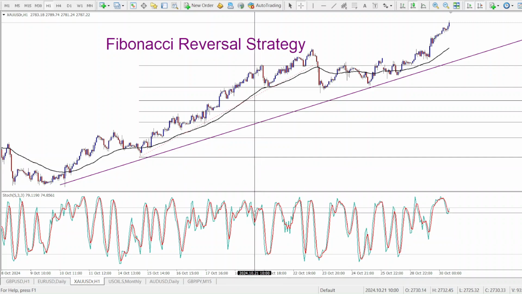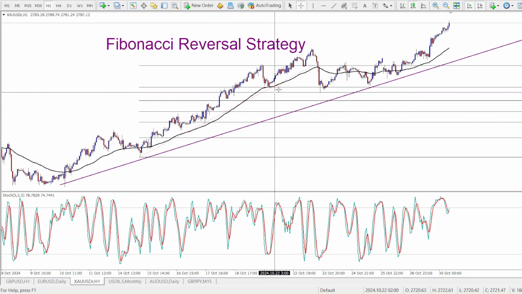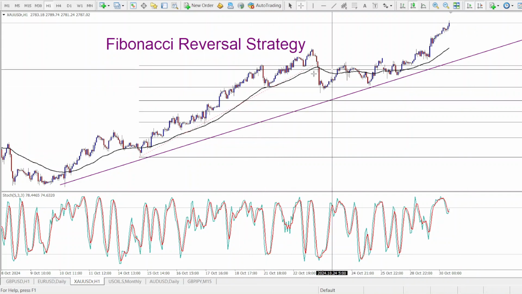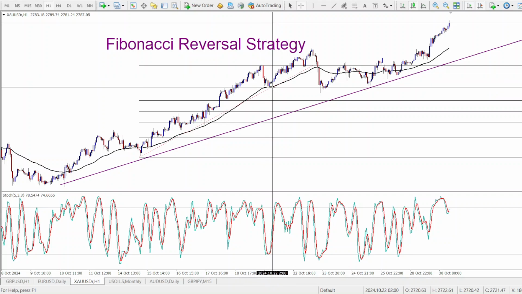And speaking of confirmation, pay attention to candlestick patterns near these Fibonacci retracement levels. Perhaps if you find a bullish candlestick pattern in a bullish trend, after the price pulls back to one of these levels, that is also an additional confirmation. Remember, it's all about stacking probabilities in your favor.